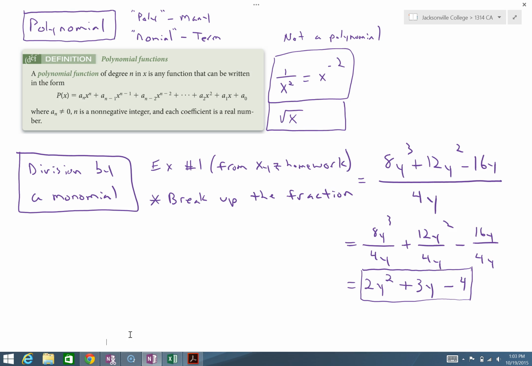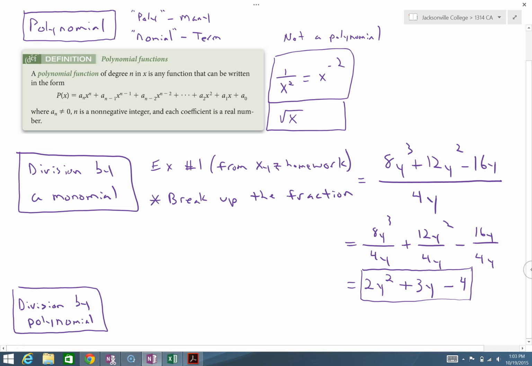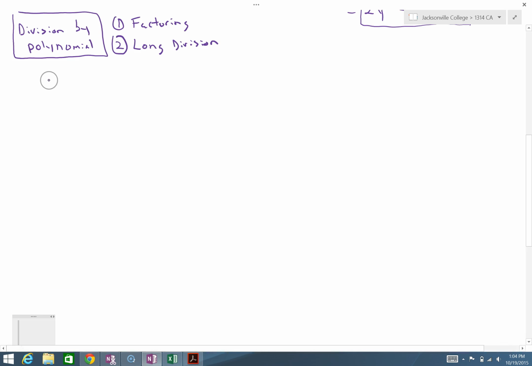Now we will look at division by polynomials. In this case, we're going to have a polynomial divided by a polynomial. We're going to look at 2 methods. One, factoring, and 2, long division. All right, first the factoring method.